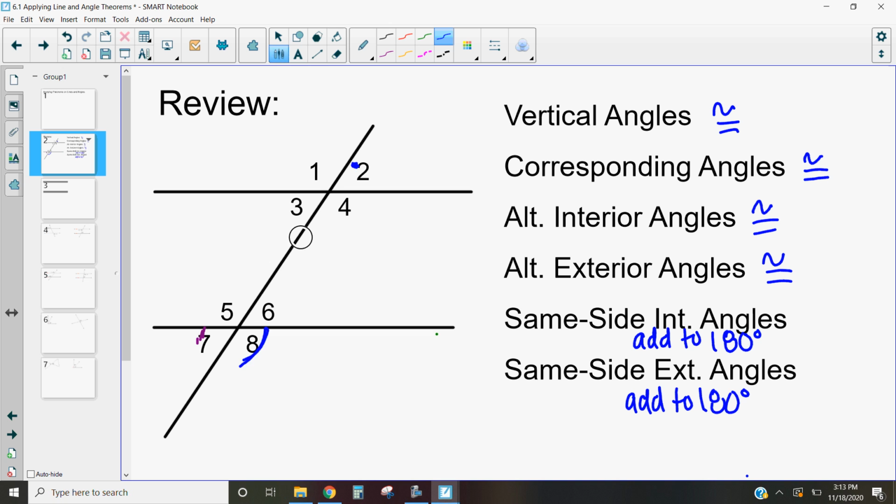Okay, so quick refresh. Vertical angles, congruent. Corresponding angles, congruent. Alternate interior and alternate exterior, congruent. Same side interior and same side exterior, however, are supplementary, or add to 180 degrees.